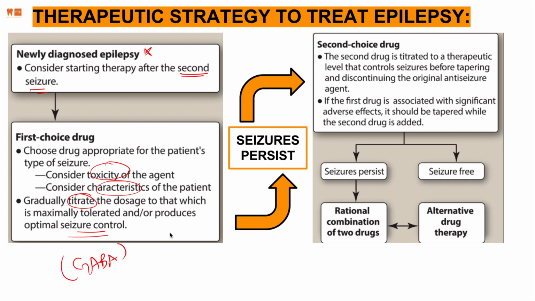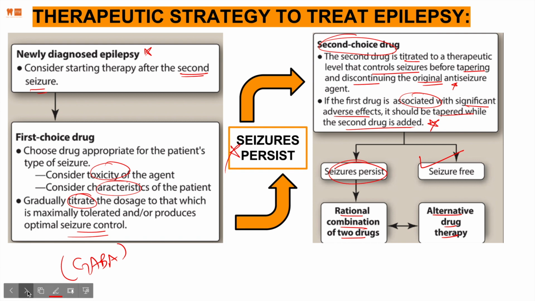However, after all of that is done, if the seizures still persist, then a second choice drug comes into play. It is, of course, titrated to control the seizures before tapering and discontinuing the first original drug. If the first drug is associated with significant adverse effects, it should be tapered while the second drug is being added. Again, CNS, right? There's going to be a lot of side effects. Despite that, if the seizures persist, then we need a rational combination of two drugs or another alternative drug therapy. Otherwise, we can expect the best, that the person becomes seizure free. So that's just how we use therapeutic strategies.